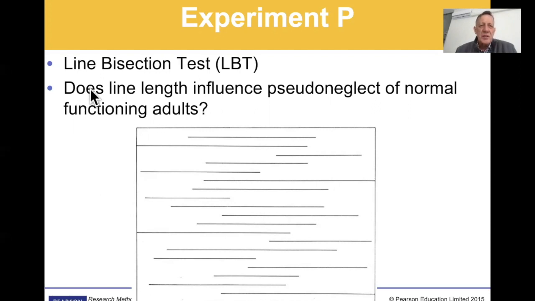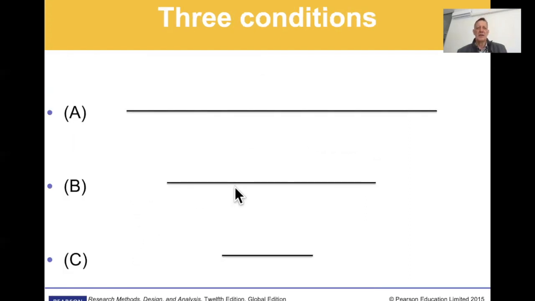But in any case, my question is, does line length influence pseudo-neglect in normally functioning adults? All I would like to check is whether a short, medium, or long line like these would elicit more or less pseudo-neglect to the left. All right, so I've got three options, three questions that they need to answer, A, B, and C.